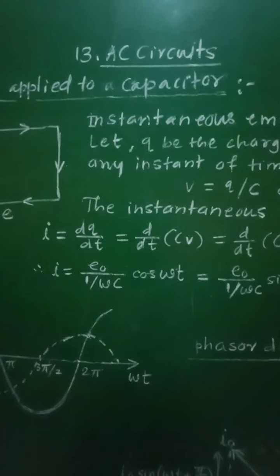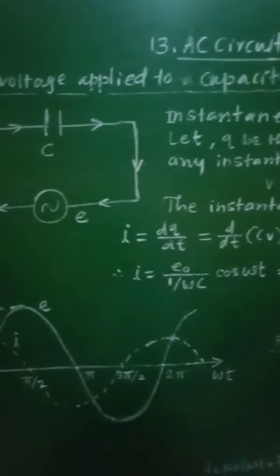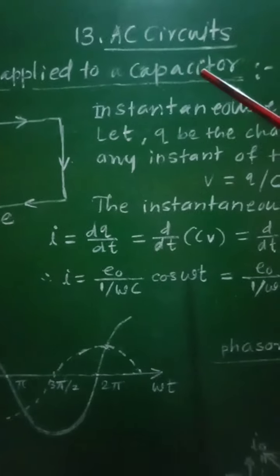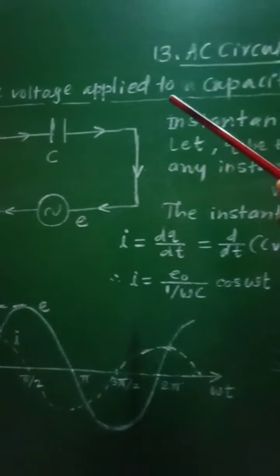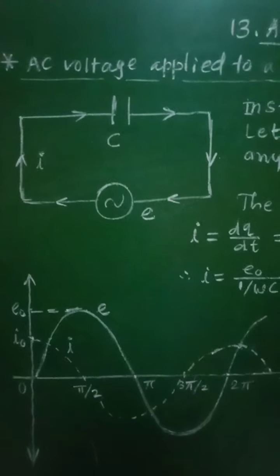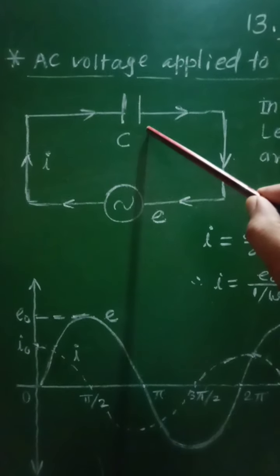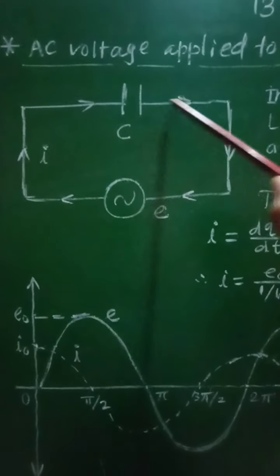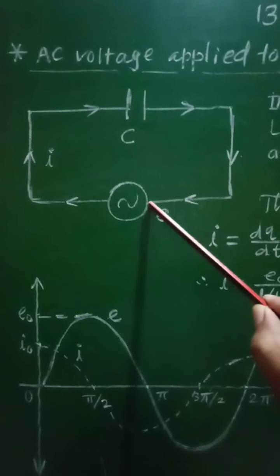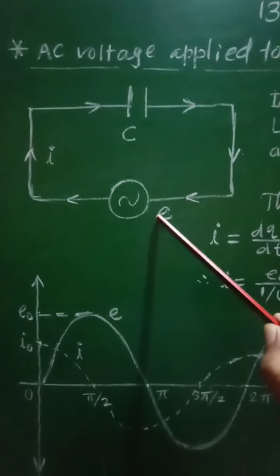Class 12th subject physics, 13th chapter AC circuits. From the chapter, let us see the AC voltage applied to a capacitor. That is, in this point we will consider a purely capacitive circuit. For that purpose, let us consider a capacitor of capacitance C connected to an alternating source of EMF whose instantaneous EMF is given as E.